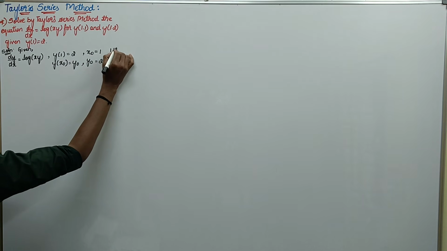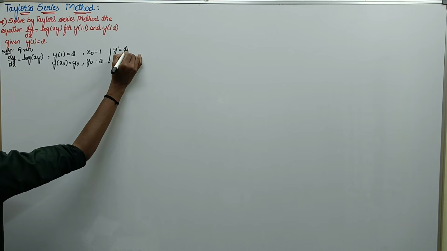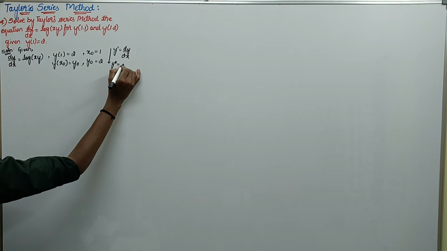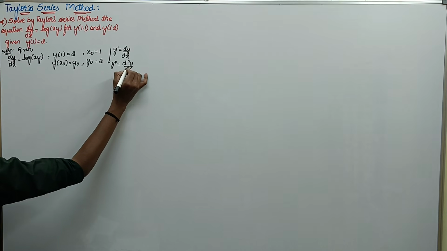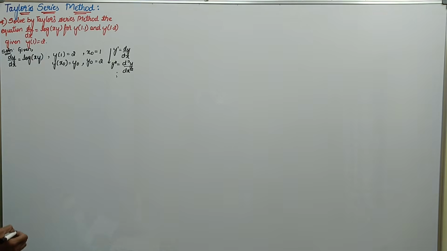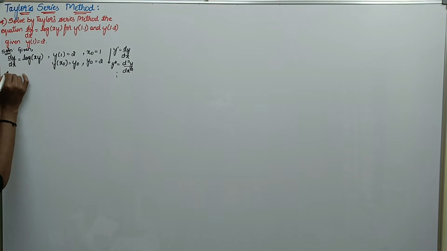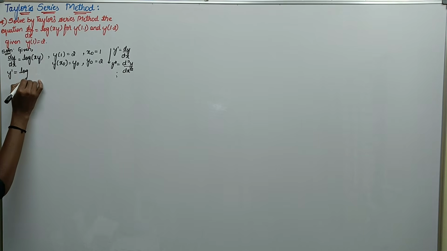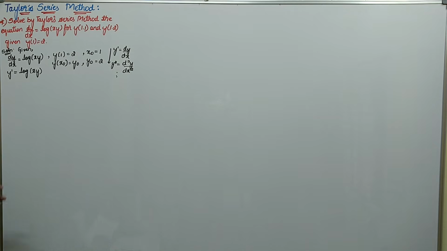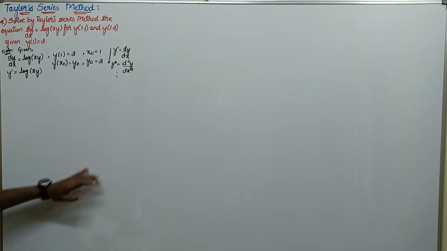Similarly, y dash can be defined as dy by dx and y double dash can be represented as d square y by dx square. Similarly, it goes on. Now dy by dx can be represented as y dash, which is equal to log of x comma y. Now this is the given condition. Now considering this given condition, we are going to represent Taylor series method.